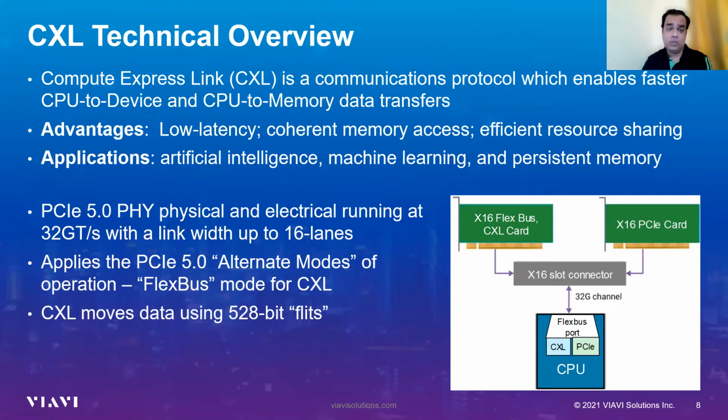CXL moves data in terms of 528-bit flits, and a flit is a flow control digit, or a flow control unit. More on that later.